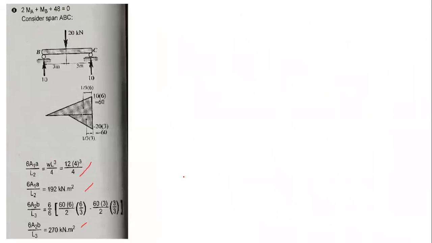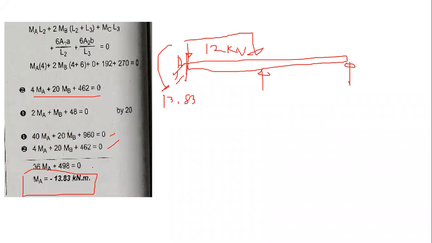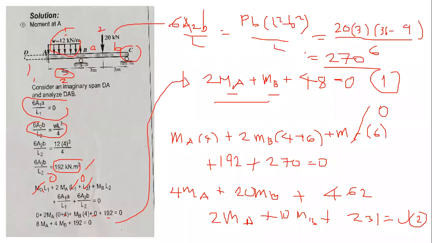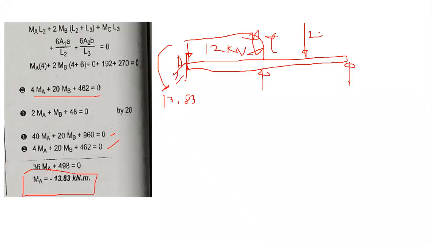So we can calculate here. Pagka may moment A na, you can calculate also moment B. So andito yung moment B. And then you have here the load na 20 kilonewton. May reaction dito na RA. Meron din reaction dito na RB. Meron din dito reaction na RC. This is 4 meter. This is 4. This is 6. Kasi 3 ito. This is 3 ito.